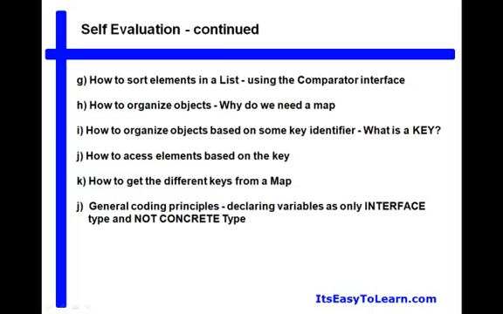We say map student map equal to new hash map. We do not say hash map student map equal to new hash map. So a good programming principle is define variables as interface type and not concrete types. If you are not able to understand this for now, please leave it alone. We will look at it in more detail when we come to interfaces and implementations.